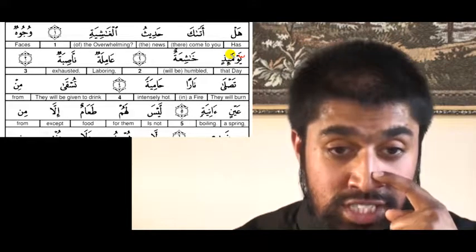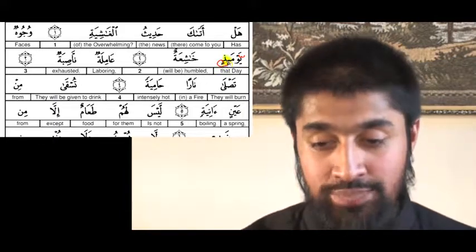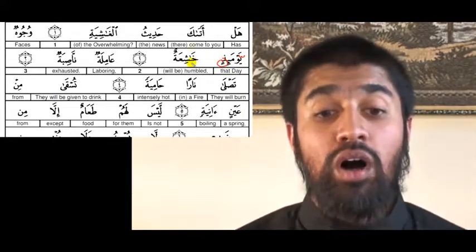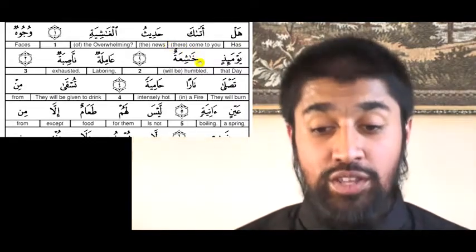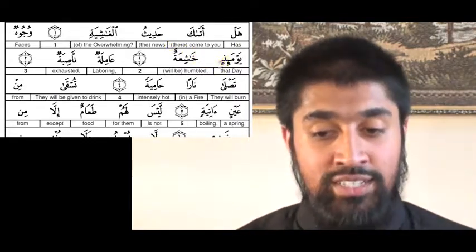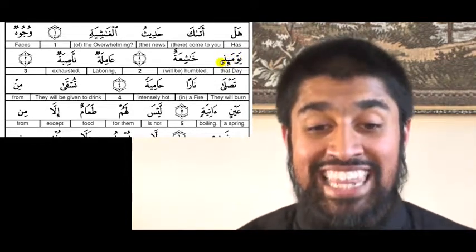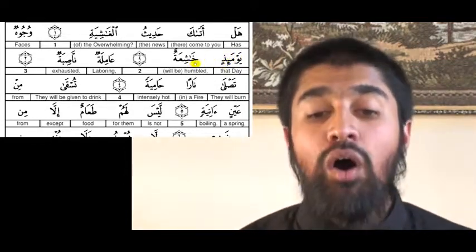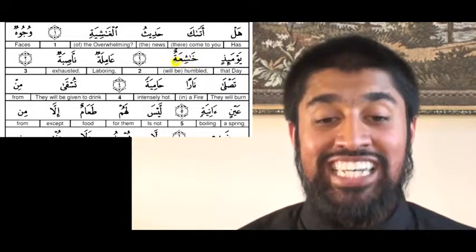Wujuhun yawma'idhin. Double accent. Followed by the letter Kha. Is Kha in the throat? Yes, it is. Third part of the throat, tongue touch. This is going to be a tongue touch sound. So say yawma'idhin, dhin, khashi'ah, khashi'ah.